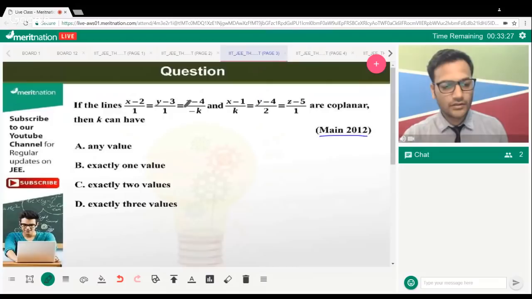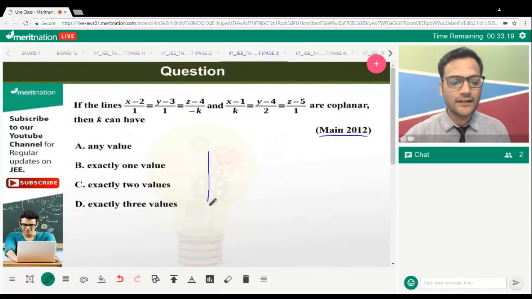Same question, only the equations were different. The lines this and this are coplanar. This time the question is saying that these two are coplanar. Again, you can apply the same stuff. You will get your answer. You will take the difference between the two. So 1 minus 2 gives me negative 1.